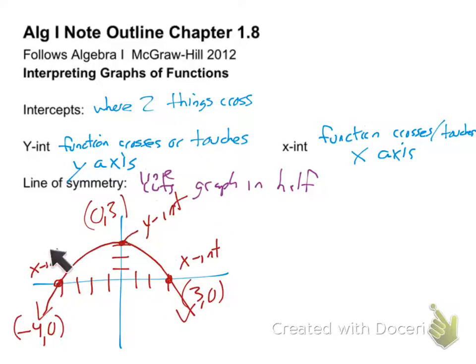There is a line of symmetry to this. The line of symmetry, guys, is over here someplace. Why? How do I know this? Look at your x-intercepts.